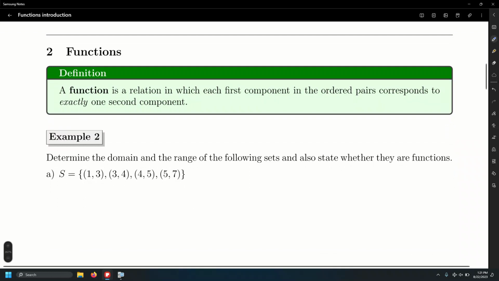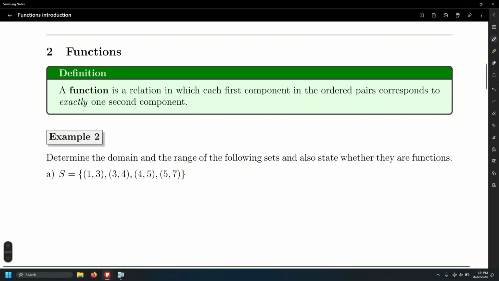Okay, now let's look at functions. So what we did is just a relation in general. So pretty much every single set of ordered pairs, or every equation, or every graph, or any mapping of ideas from domain to range, or domain to codomain, different ways to call it, is a relation. However, a function is a special relation in which the first component in the ordered pairs corresponds to exactly one element in the second component.